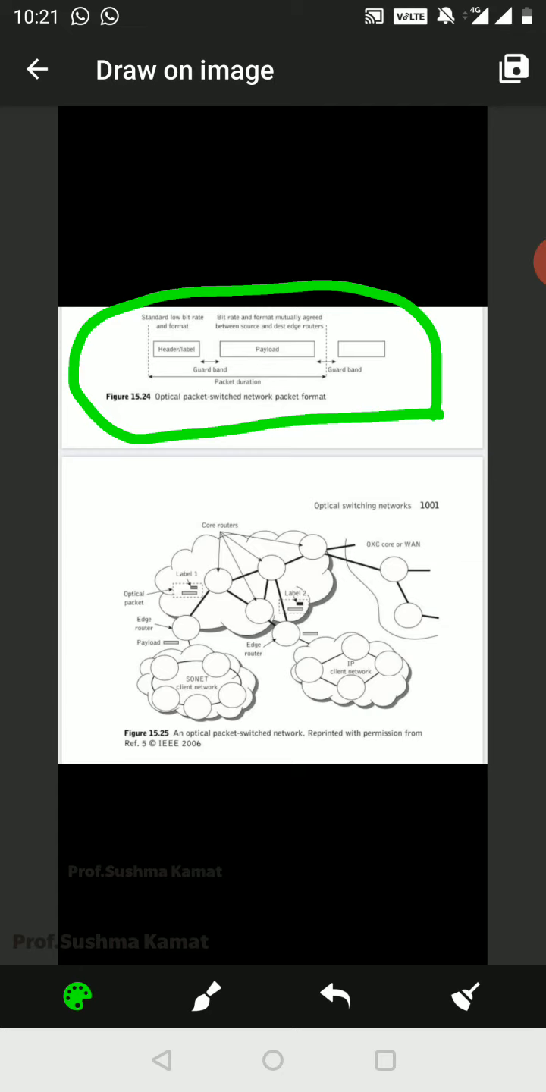In order to ensure that the data is not overwritten, you are supposed to use the guard bands. So a packet basically will be of 3 entities. First one is the header, second is the guard band, and third is the payload.